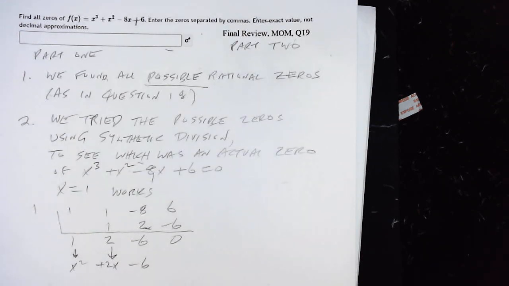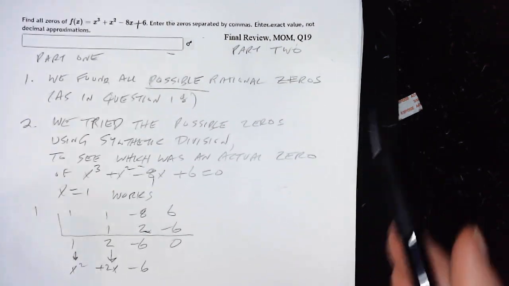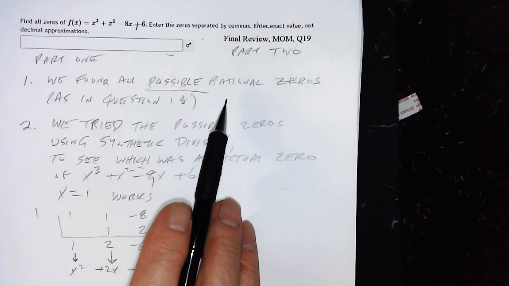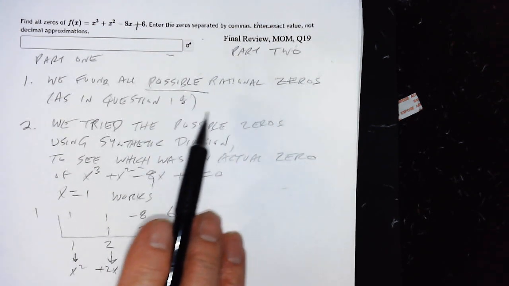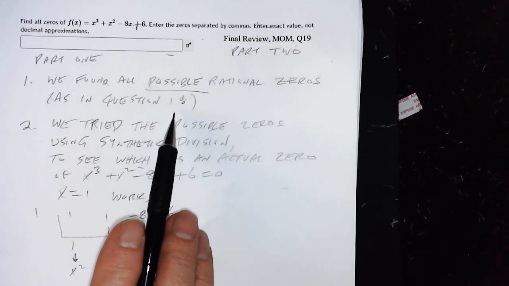Okay, so this is part two of the explanation of how to solve question 19 in the final review, my open math. So I'm just reminding you, in between these two videos, I wrote down to remind you, what did we do in part one? We found all the possible rational zeros, just as we found all the possible rational zeros in question 18.